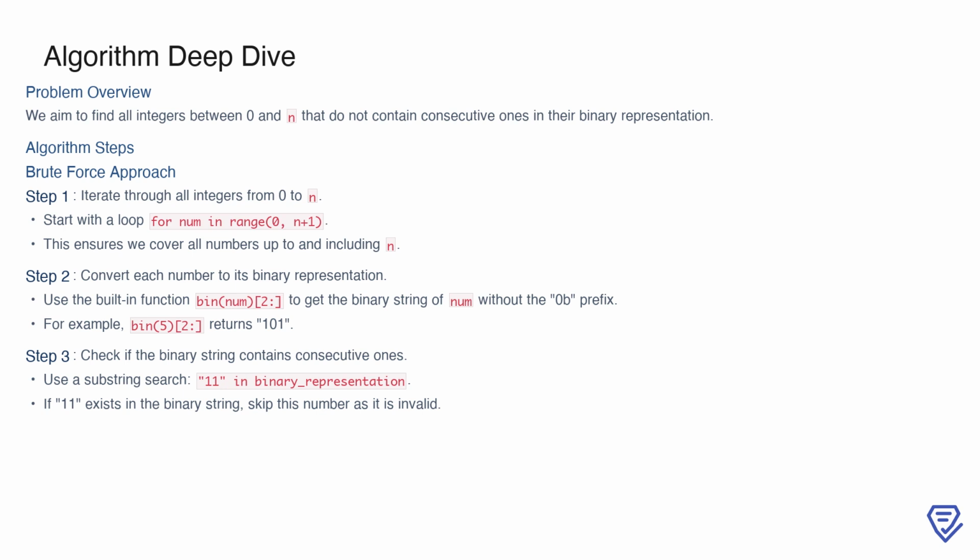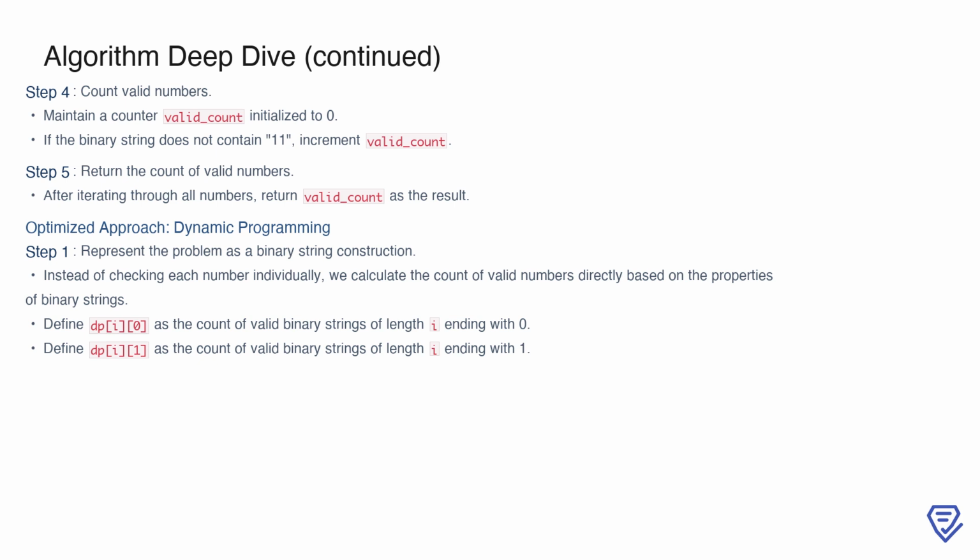For instance, if the number is 5, the binary representation becomes 101. Next, we check if the binary string contains consecutive ones by searching for the substring 11. If we find it, we discard the number as it doesn't meet the criteria. This approach systematically evaluates each number to determine validity based on the problem's constraints. After identifying valid numbers, we keep track of them using a counter called valid_count, which starts at 0. For each binary string that does not contain the substring 11, we increment this counter. This process continues until all numbers up to n have been evaluated.